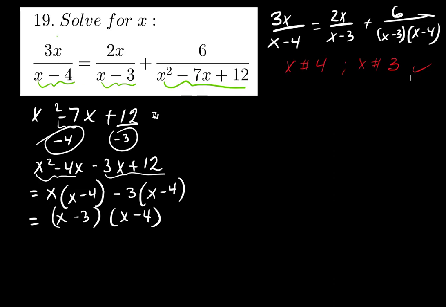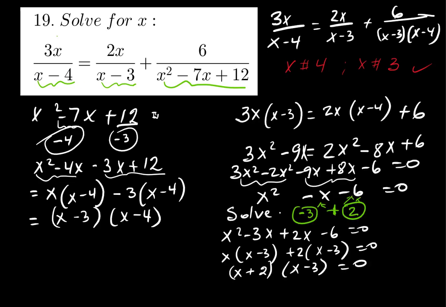Okay, so let me solve the rest now. So knowing what we know, now we can just put all these on the same denominator. The common denominator is x minus 3 times x minus 4. To get that here, we have to multiply 3x by x times x minus 3, and this is what I have here.